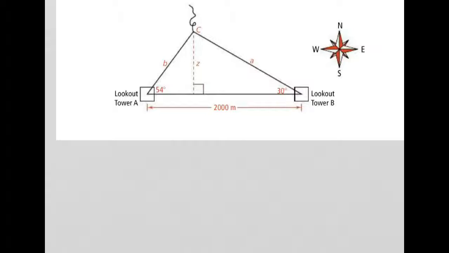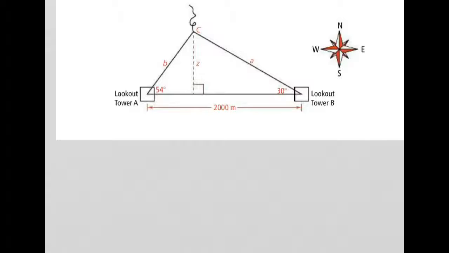First off, I think this diagram is supposed to be a lookout tower, a second lookout tower, and they're both spotting a fire off in the distance. We know the angles out to the fire, and we know the distance between the two towers, and we want to use that to figure out how far away the fire is. Notice we've dropped an altitude from the fire down to the 2,000 meter line between the two lookout towers.